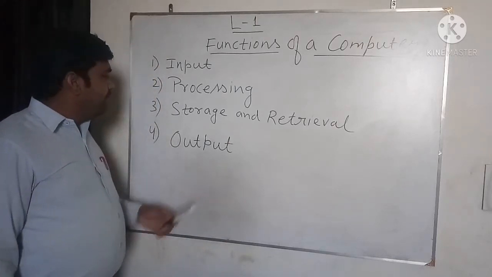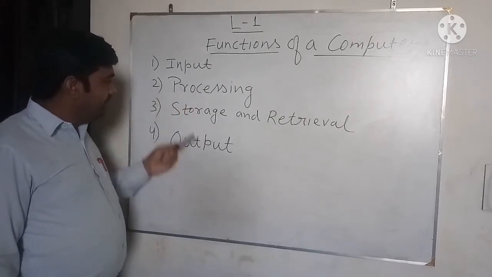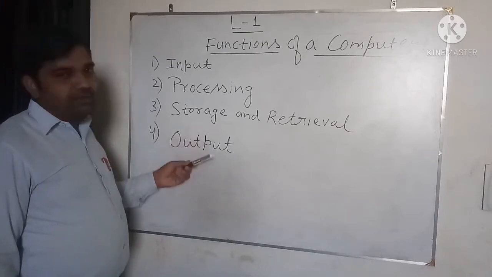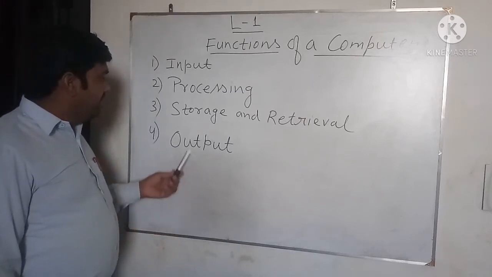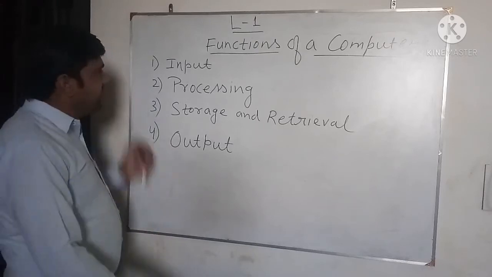The fourth one is the output, to display the result after processing. Whatever result the processor calculates, we may want to display it, or take a printout, or send it to another person. All these things done by the computer are called the output. Okay, now we'll discuss each thing in detail.